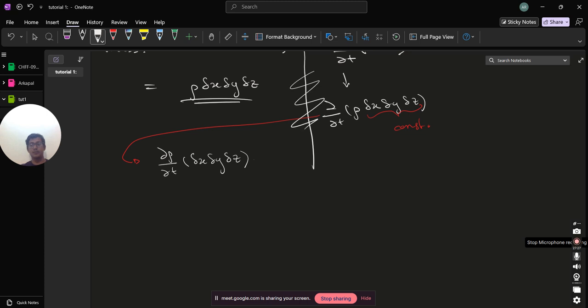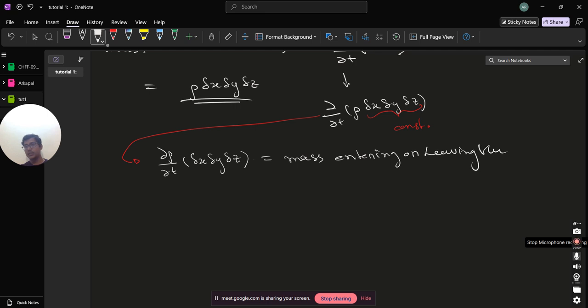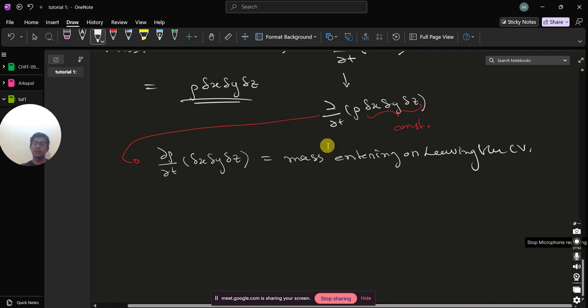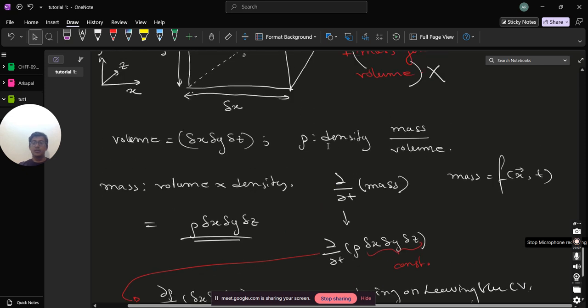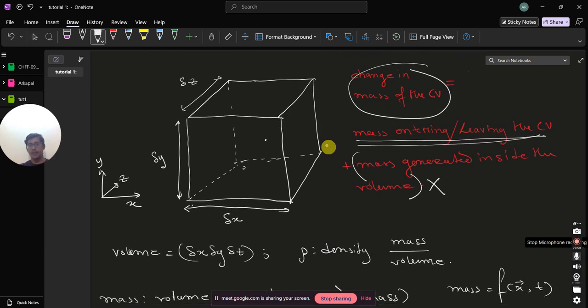Now, by the statement of conservation of mass, we can write this is equal to the mass entering or leaving the CV. All right. Now, what will be the mass entering or leaving the CV here?